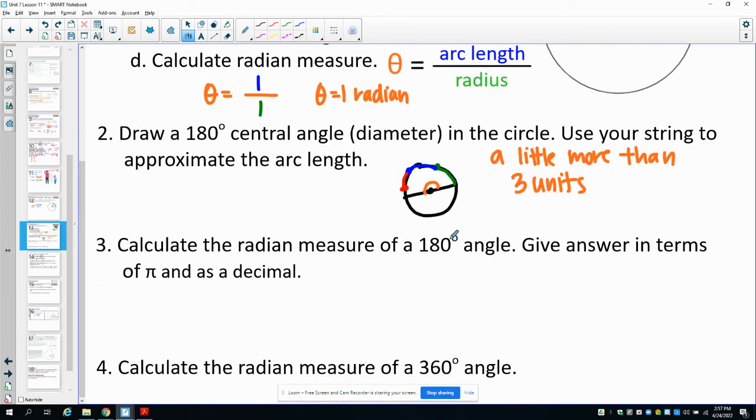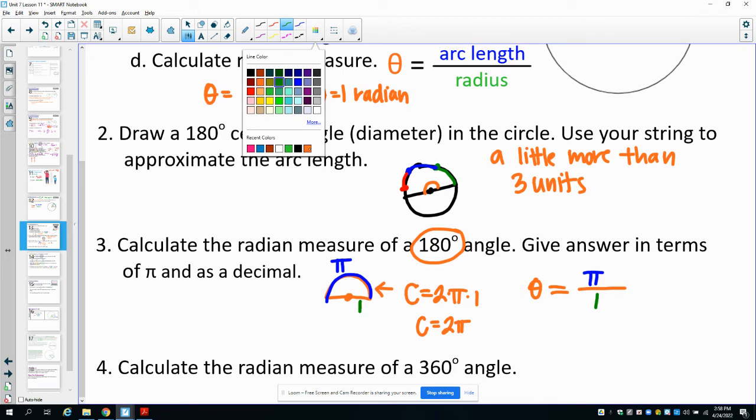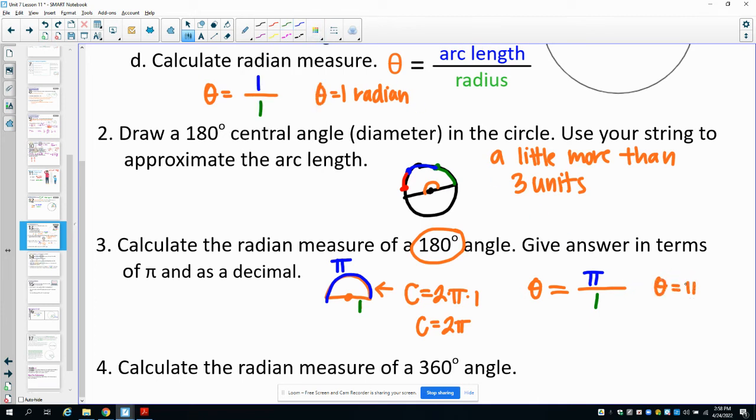Now we don't know exactly how long, but if we're going to calculate the radian measure of a 180-degree arc, remember what we need is arc length divided by radius. So can I figure out the arc length of a semicircle? Remember, this is half the total circumference. The circumference equals 2 times pi times the radius, which is 1, so the circumference just equals 2 pi. The length of this arc is half of that, so the arc length is pi. And our radius was 1. So the radian measure equals the arc length pi divided by the radius of 1. So the radian measure for 180 degrees is just pi radians.